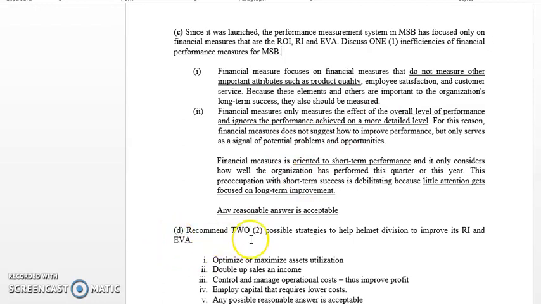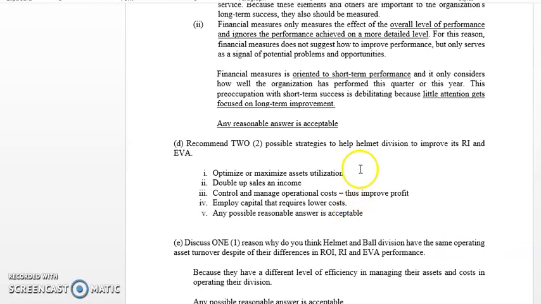D, recommend two possible strategies to help the helmet division improve its RI and EVA. The division should optimize or maximize asset utilization, double up sales and income, control and manage operational costs, thus improve profit, and employ capital that requires lower costs. Any possible reasonable answer is acceptable.